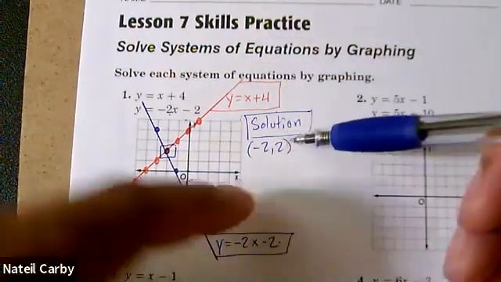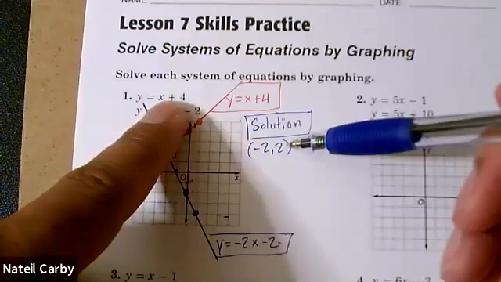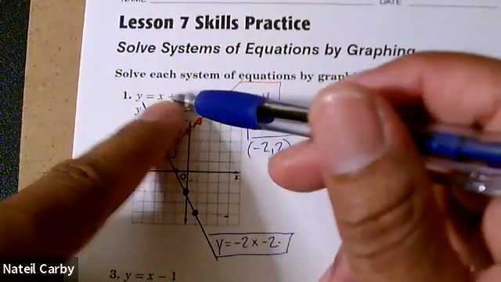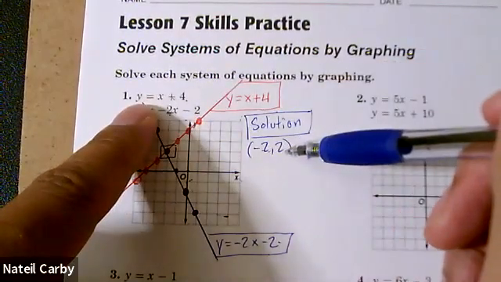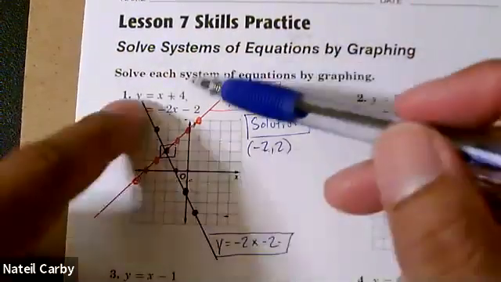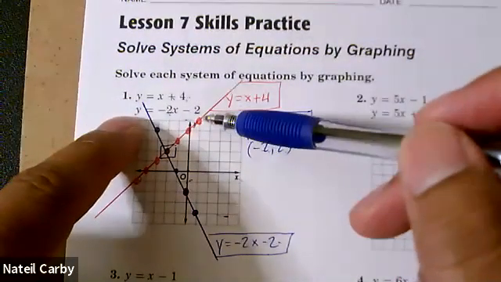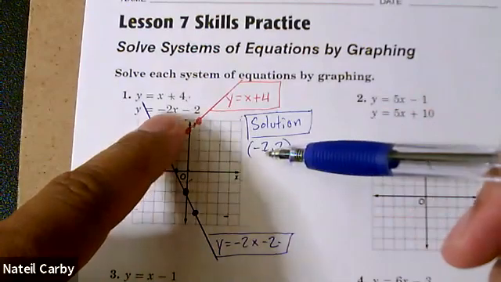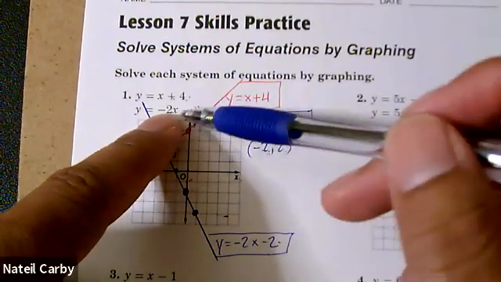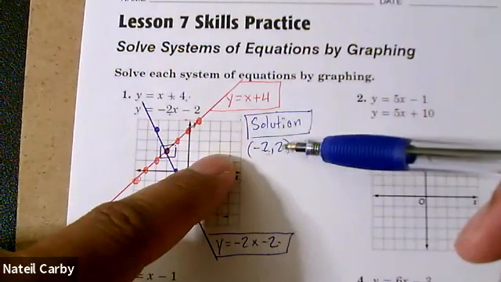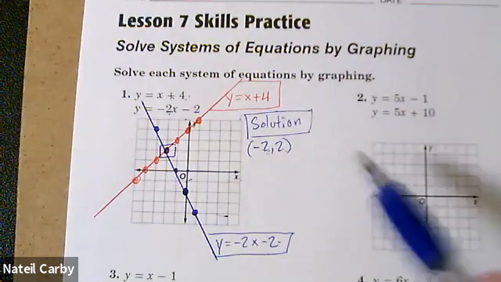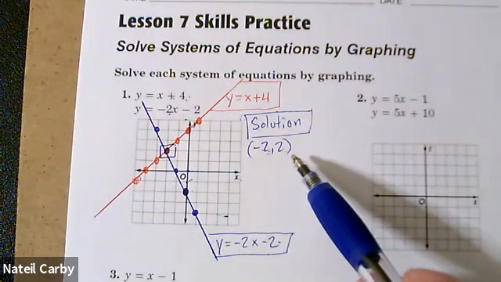Also, you can check it to see if it's true. If I put in -2 for x, 4 plus -2 gives me a y value of 2. Boom. But don't just check one, check both. Let me plug it in the second equation. -2 times -2 is 4. 4 minus 2 equals 2. I'm Gucci. So I'm good now. That's how you know you did it right.